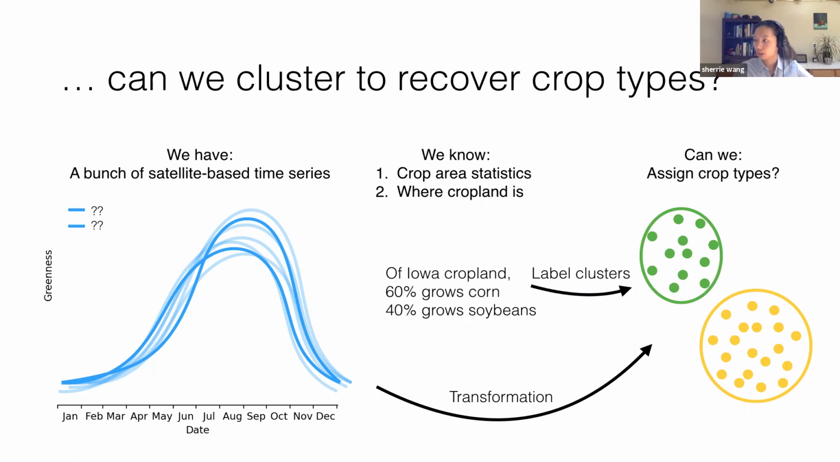So for example, if I recover these two clusters after transforming the satellite time series, and then I see that one of the clusters is 50% larger than the other one, then I can use this information about corn and soybeans to say, okay, I'm going to say the larger cluster is corn and the smaller one is soybeans. And then we're going to see how this entire pipeline performs.